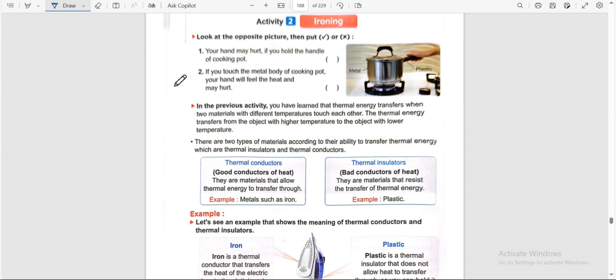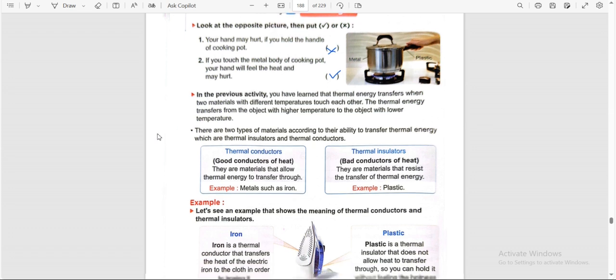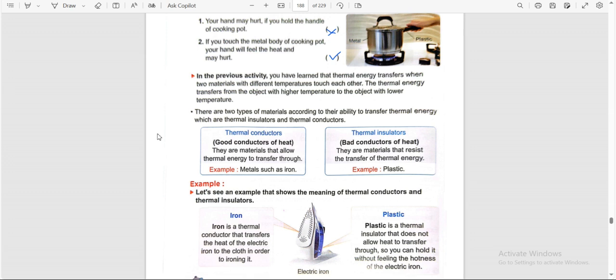Your hand may hurt if you hold the handle of the cooking pot. When you hold the handle that's usually made of plastic, does it burn or does it hurt or not? Well, it doesn't hurt. But if you touch the metal body of the pot, will it hurt or not? Of course it will hurt. So this teaches us that not all materials conduct heat or thermal energy the same way.